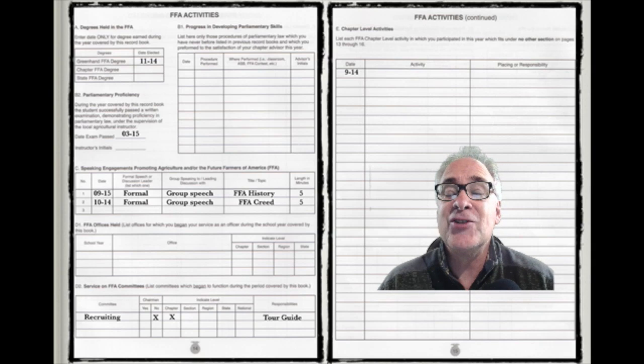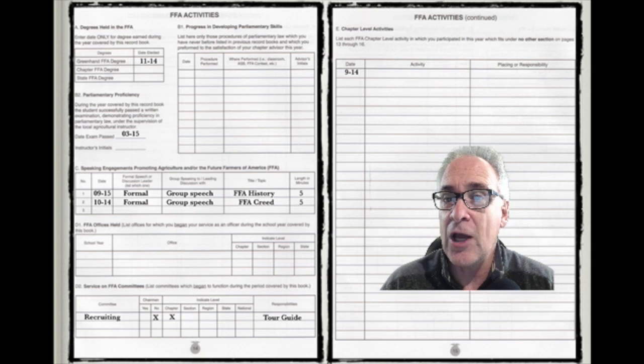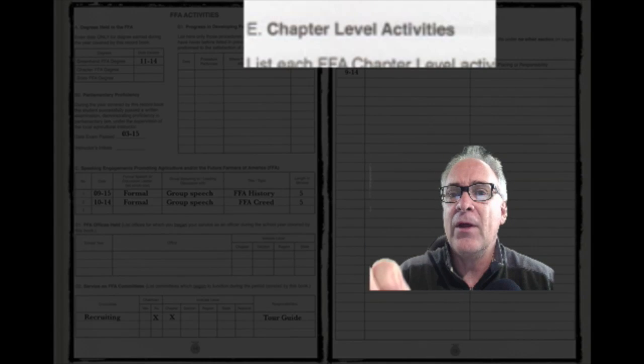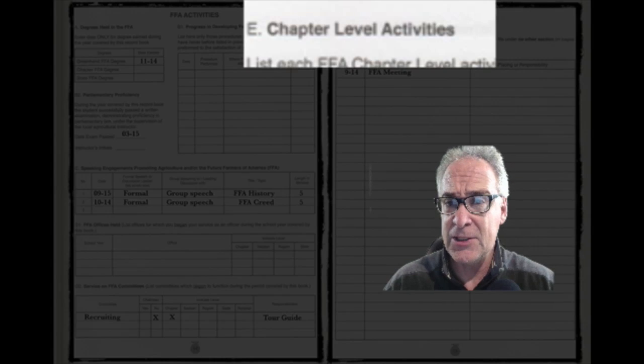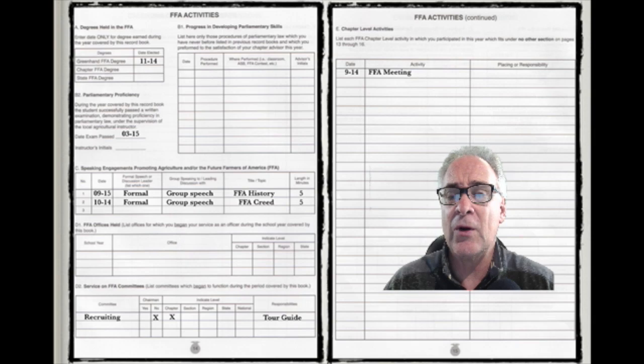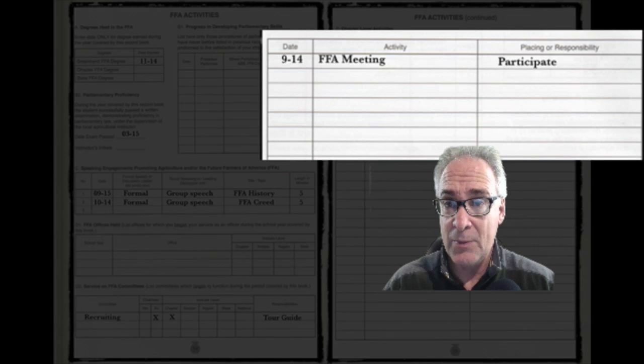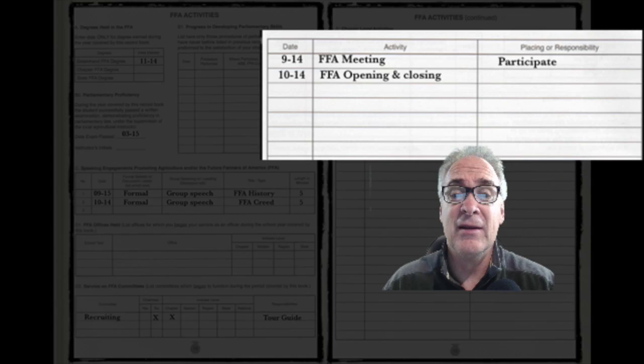Now, when we talk about chapter level activities, we're talking about things like meetings and activities that revolve around our own chapter. For instance, obviously, in September, you were introduced to our FFA in the September meeting, and you are, of course, a member or participant of that. Another example of that would be the opening and closing local competition that we had.